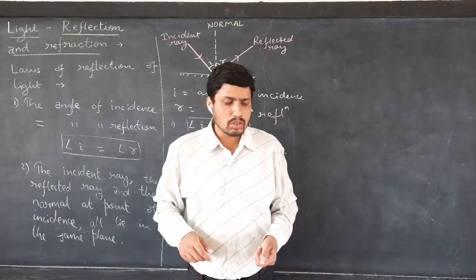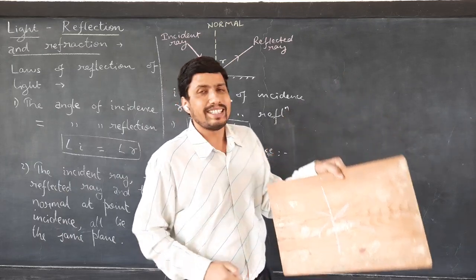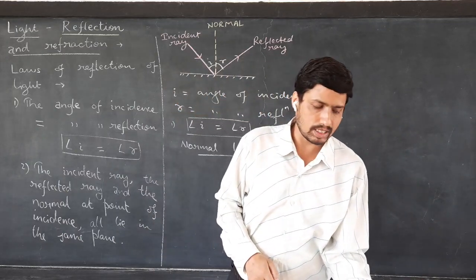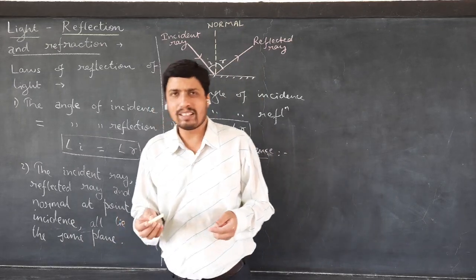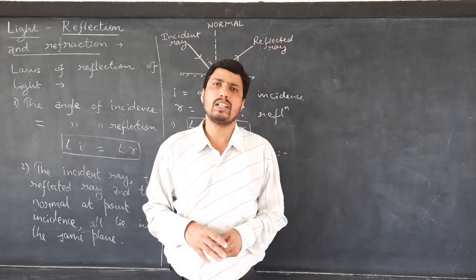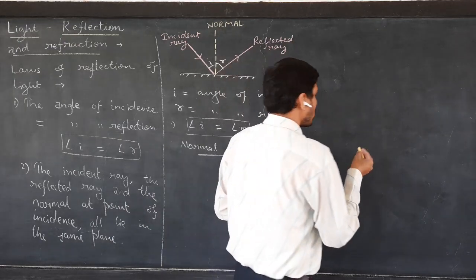And all those lines which we have drawn onto this plane, they are tangential. They are tangents, you can say. Tangential means lying on the surface, along the surface. Normal means perpendicular to the surface. Now these two terms you should remember.